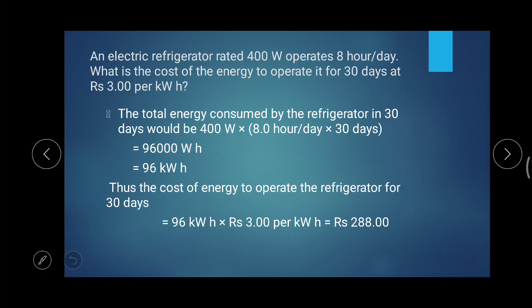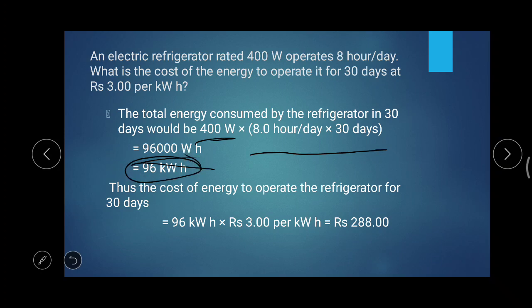So the total energy consumed will be P into T, where P is 400 watt and T is equal to 8 hours per day into 30. That means 8 into 30. So 240 hours into 400 watt. So you will get 96,000 watt hour. So in kilowatt hour it will be 96 kilowatt hour.